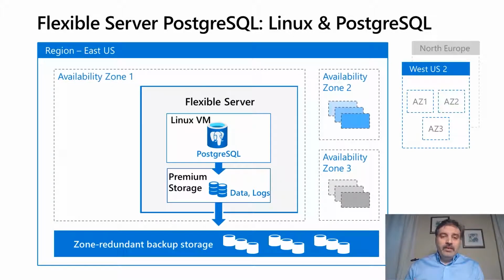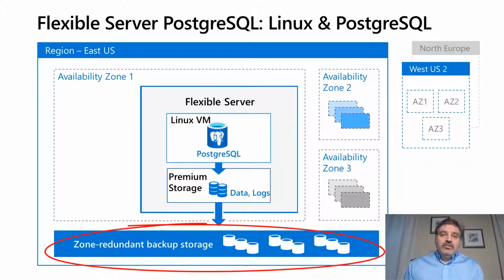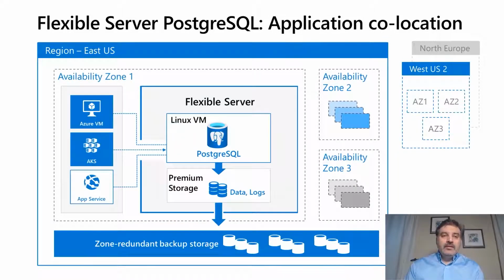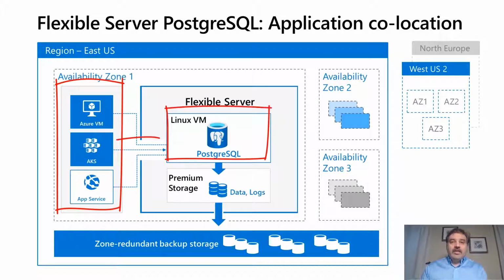We spin up a Linux virtual machine and install the Postgres database in it. We currently support versions 11 and 12. The storage is basically Azure Premium Storage for storing data and logs. That is redundant, with multiple copies within the zone for resiliency and high availability. The periodic backups are done to zone redundant backup storage, so that backup is available across all the zones within the region. You can also deploy your applications along with the database for low latency and high performance.